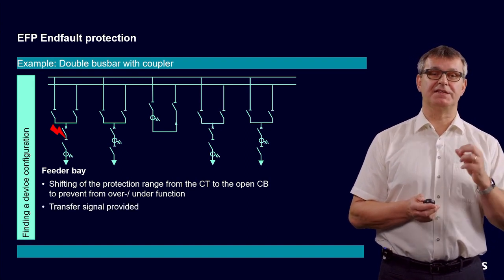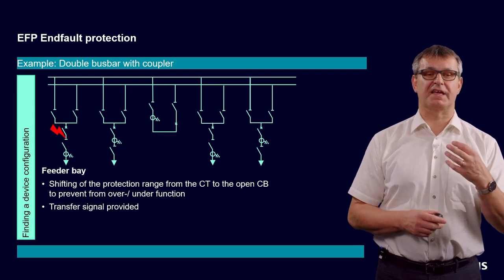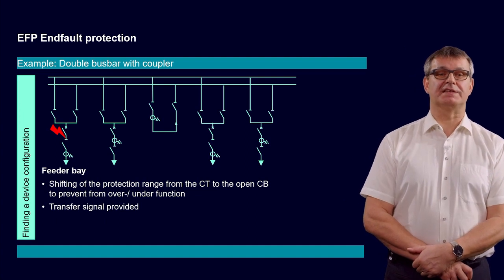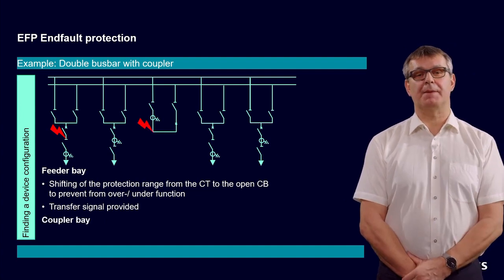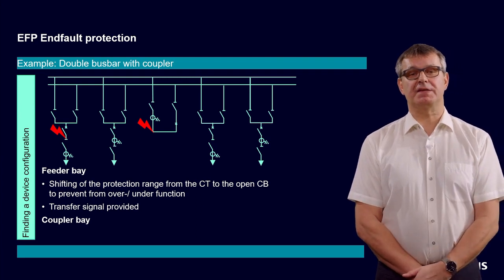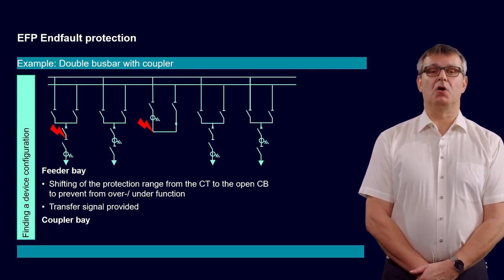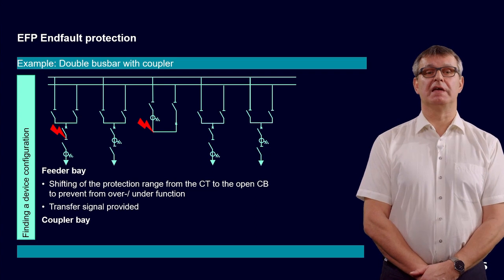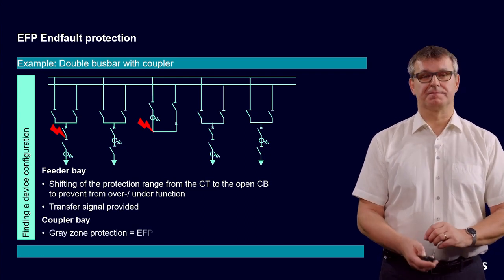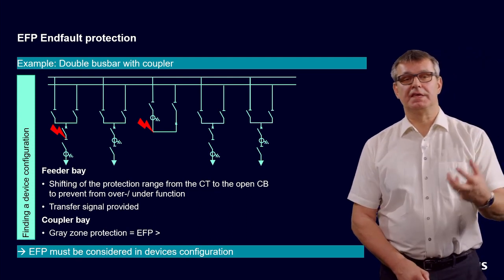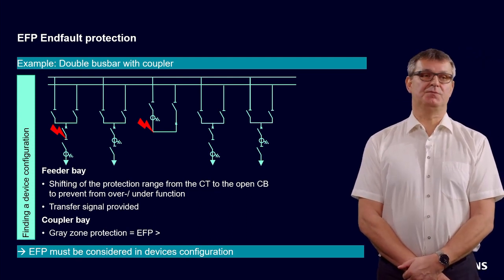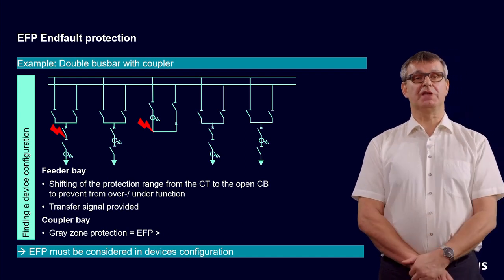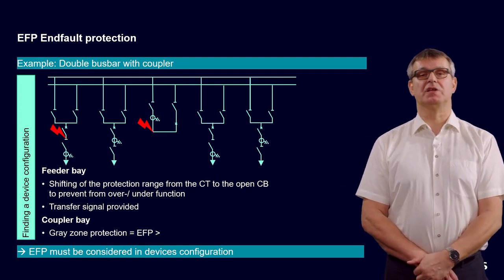That's for the feeder bay, and in the feeder bay it also gives us a transfer signal to the other end of the line to clear the fault from the other end of the line. In a coupler bay, the N-fault protection will also protect, in case of an open circuit breaker, the area between the current transformer and the open circuit breaker. So this means in this case we should consider one N-fault protection in each feeder bay, and very important, also one N-fault protection for the gray zone protection in the coupler.